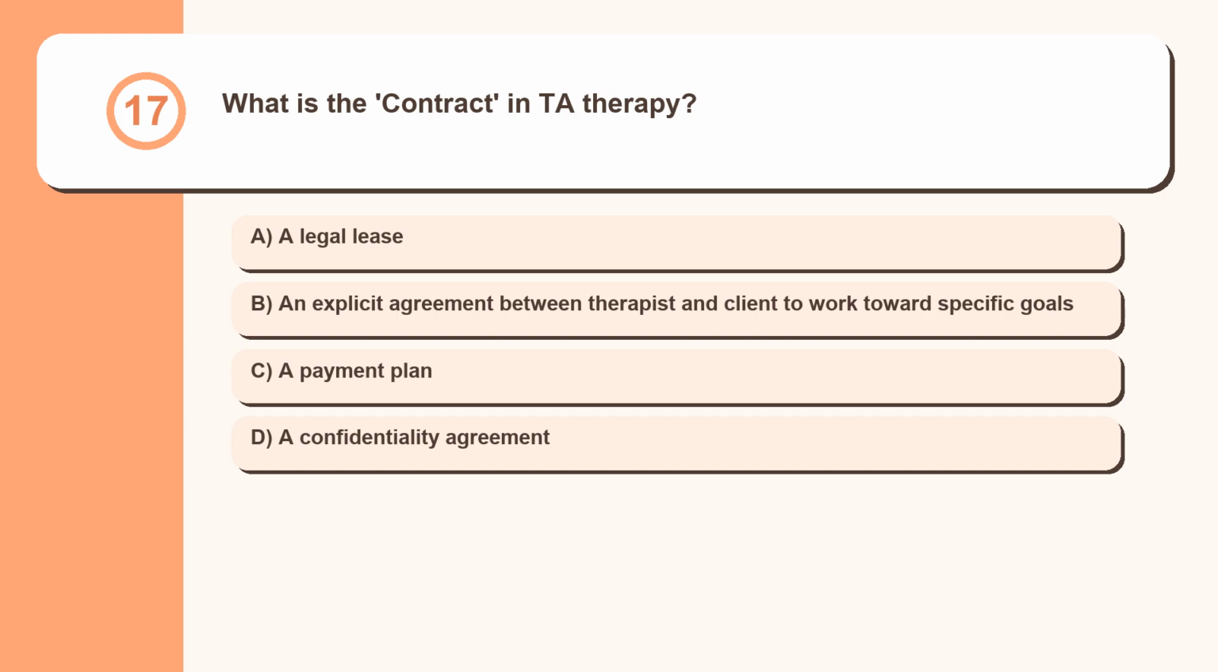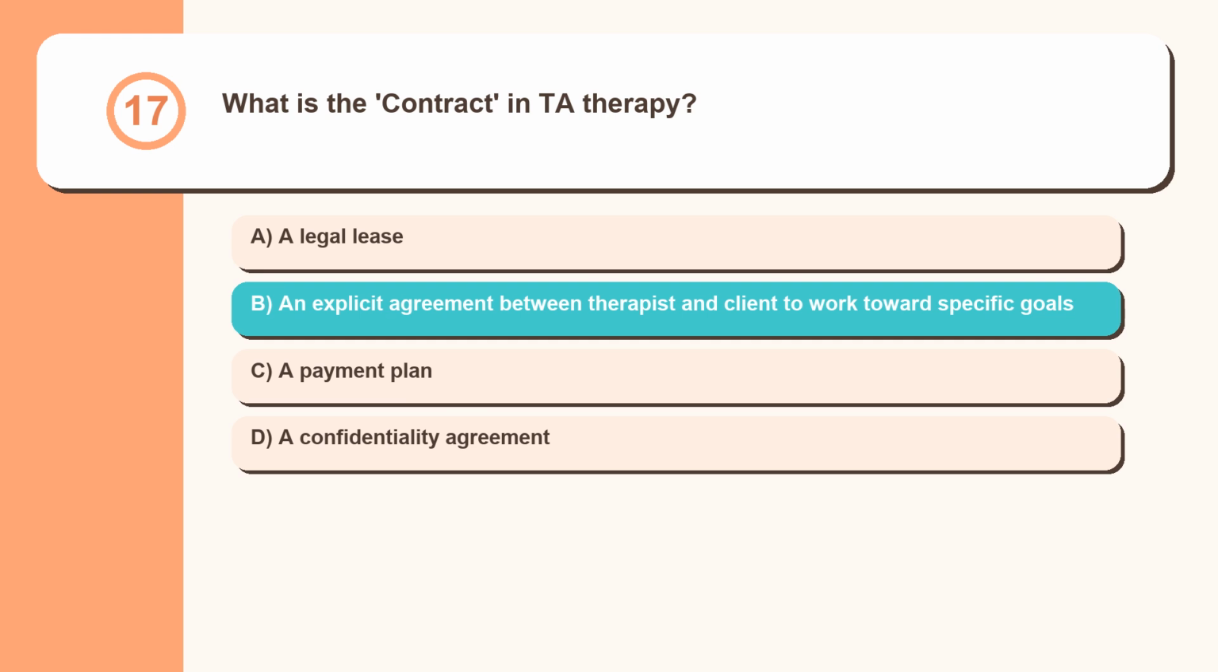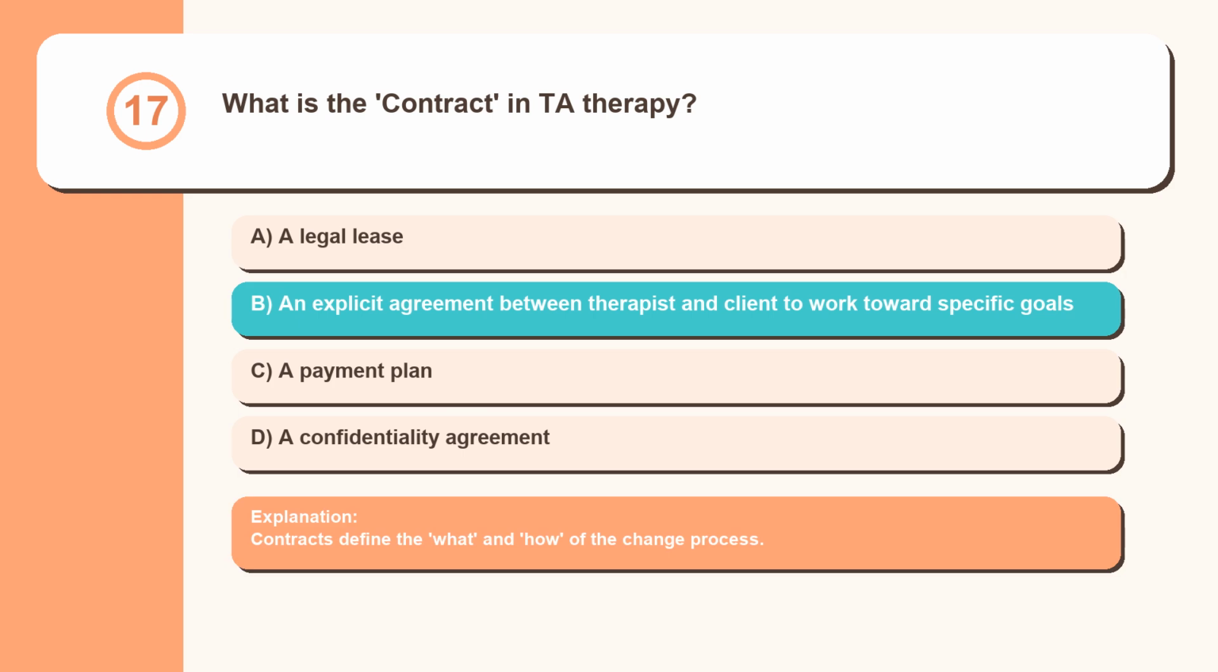Question 17. What is the contract in TA therapy? A legal lease. An explicit agreement between therapist and client to work toward specific goals. A payment plan. A confidentiality agreement. Contracts define the what and how of the change process.